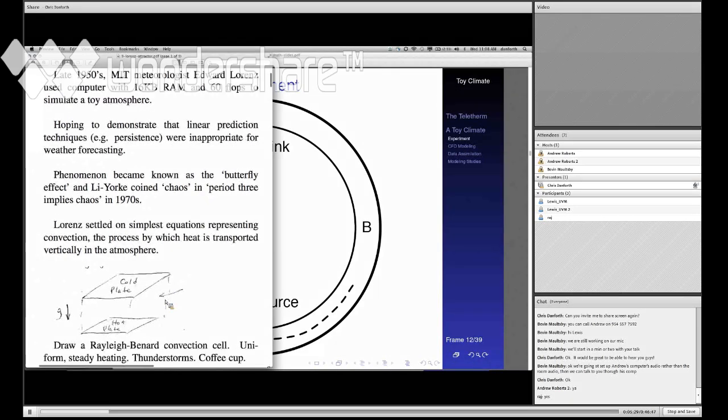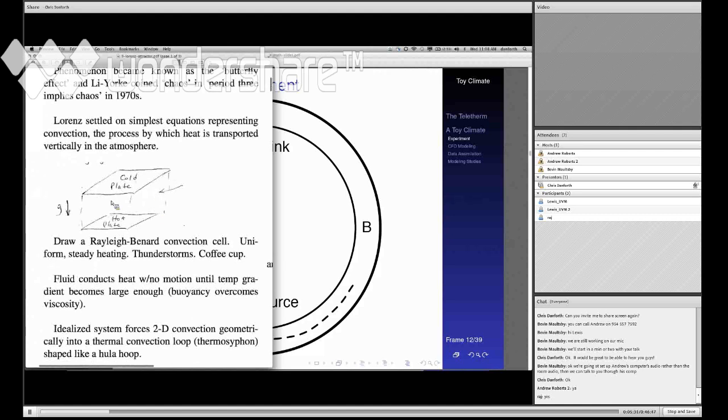So Lorenz's idealized system was this Rayleigh-Benard convection cell. At its simplest, it's supposed to represent what happens with the Earth, right? The energy from the sun comes in and heats up the surface of the Earth, and that energy is re-radiated up into the atmosphere, and the warm air rises, and eventually it gets cooled off by the air above it, or space, if you will. And so this makes the air want to sink, and then it gets heated up and wants to rise, and so you get these convection cells.